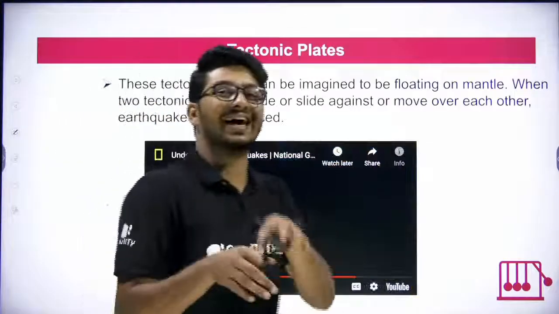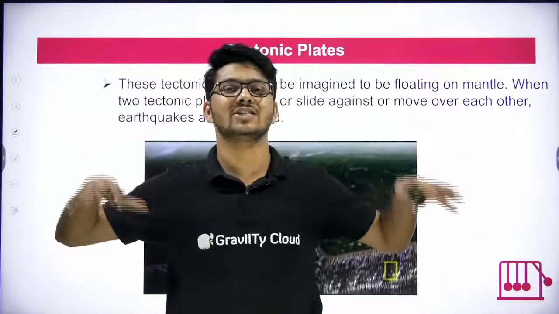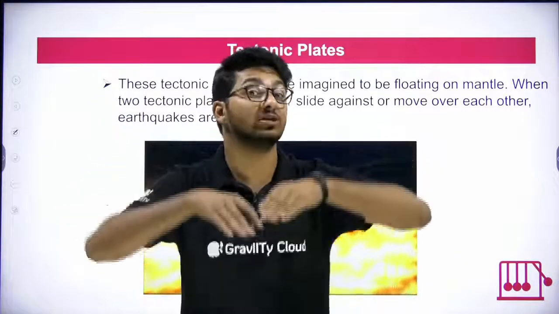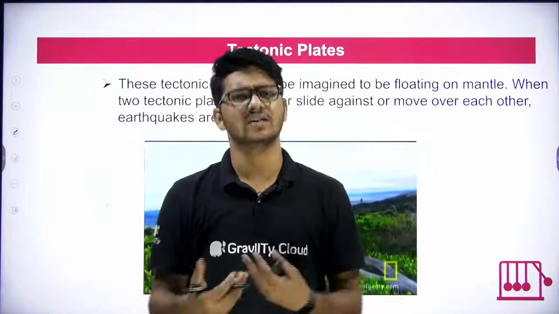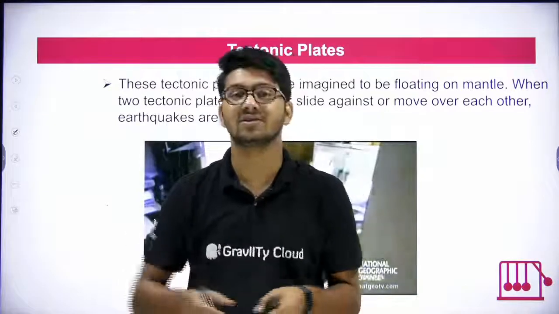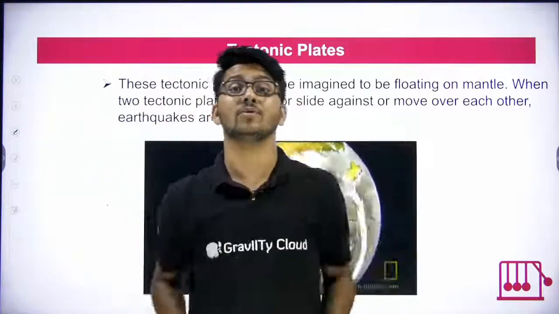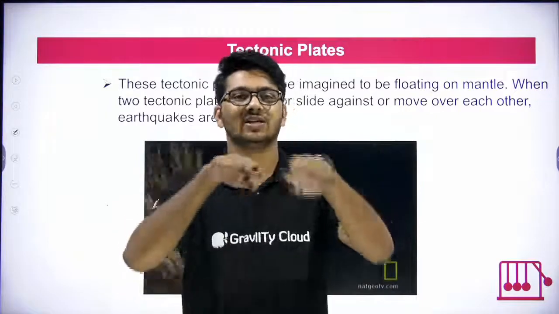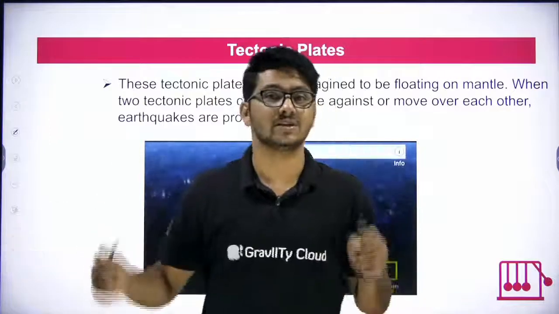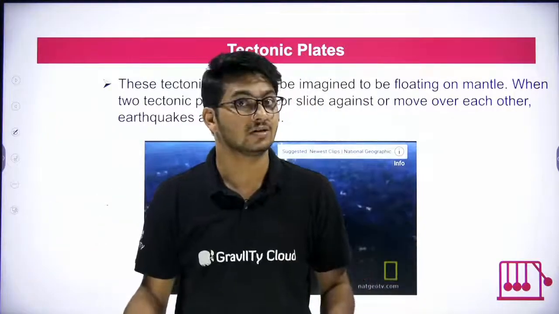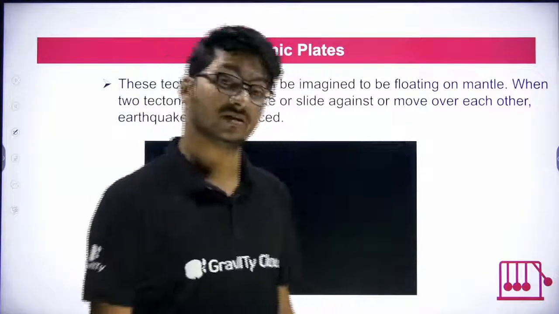Understood? So they slide over each other. So imagine them as ships. There are many ships floating on water. When two ships collide, they shake. The same way, Earth's crust is made up of many plates. And when two plates collide, one goes under the other, one goes above the other, or the two plates slide against each other. Any disturbance will lead to shaking of Earth's crust, and it's called an earthquake. And it's very, very dangerous.